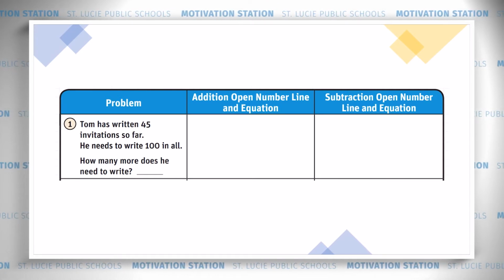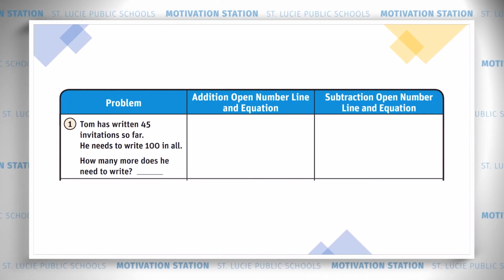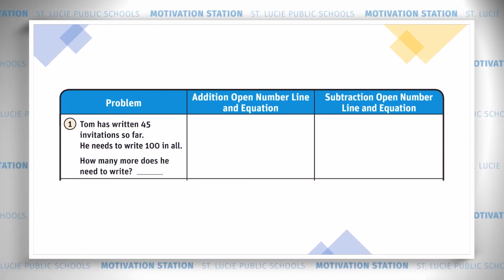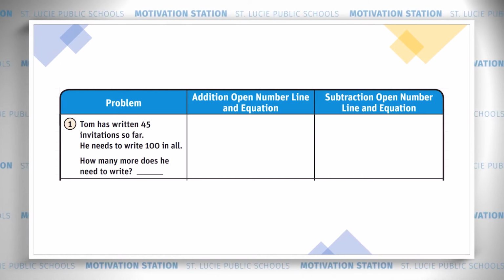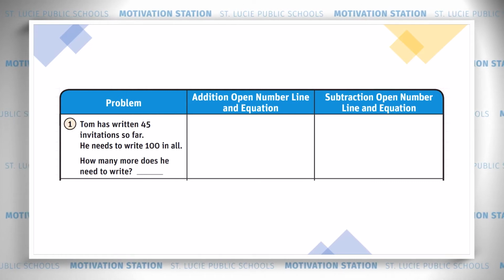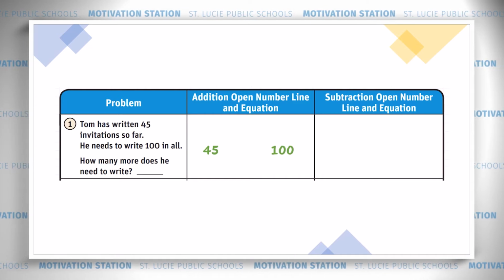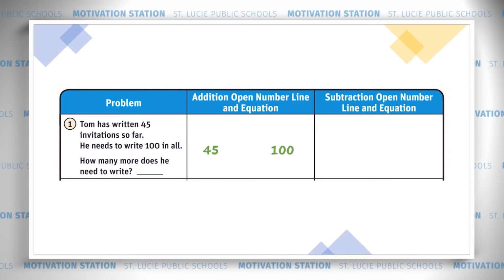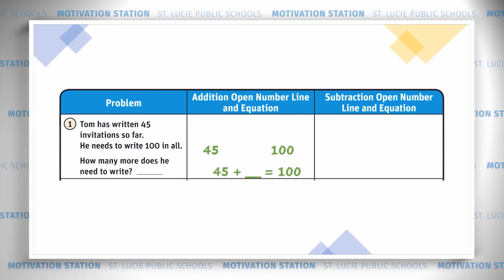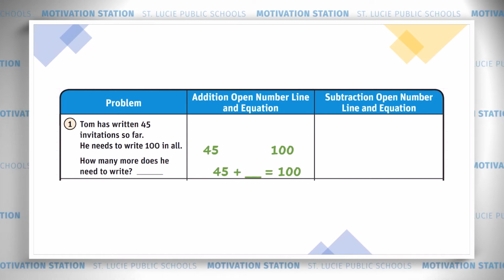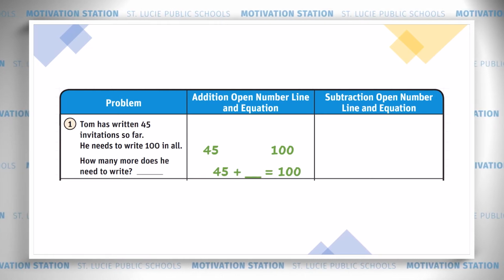Well, this is a part-whole question, meaning we will solve with addition and subtraction. Let's start with addition. For addition, I start with my part and I'm getting to my whole, meaning I start with 45 and I'm trying to get to 100. So my equation will read 45 plus blank equals 100. Go ahead and write that down.